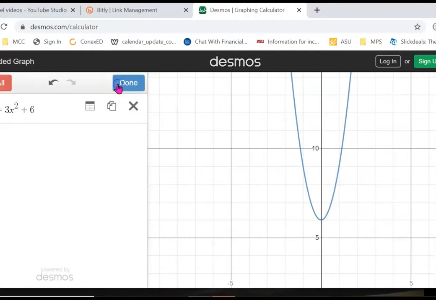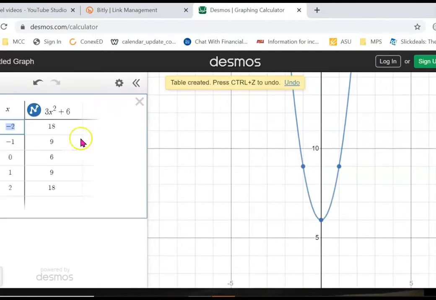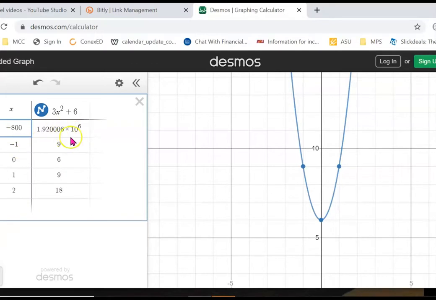If we make a table, when you say that x can be any number, you can see that any number in this table has an answer. Even if we put in negative 800, it has an answer. None of these will say error, even if I put 20. Okay, so that's what all real numbers means. It means any number can go in the x spot and it has an output.